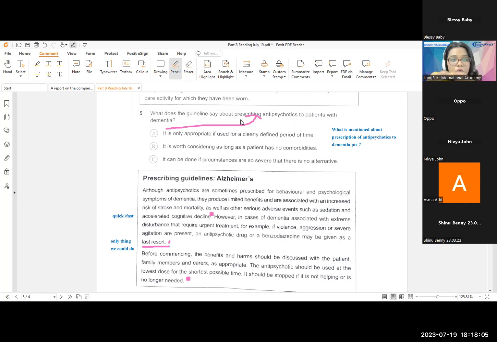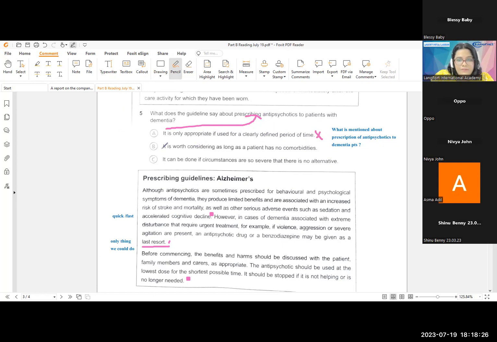Have they said that it is only appropriate for a clearly definite amount of time? Have they said that, Smita? Saubhagya, Jyoti? No. Okay. They have said shortest time, but here the option given is a defined period of time. That's specific. No, that's not said. They have just said shortest period of time. They haven't specified it. So A is not the answer.